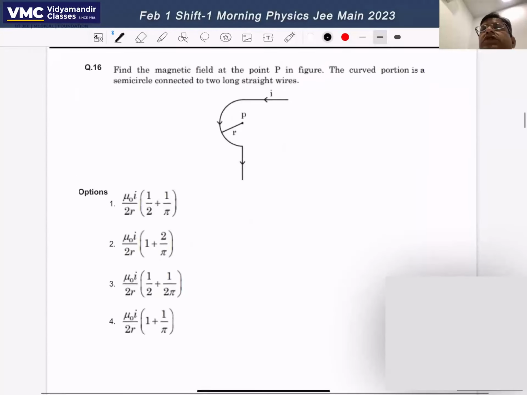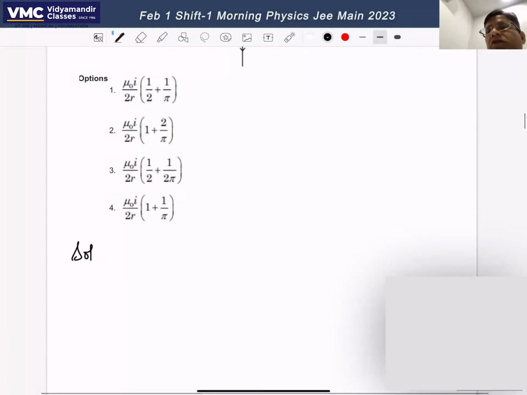Question number 16. Find the magnetic field at the point P in figure. The curved portion is the same circle connected to two long straight wires. So here, a semi-infinite wires. So two semi-infinite wires. This one first, and then this vertical down. This one, and then this semicircular wire. So three wires are given. We have to find magnetic field at point P. For this, we will say.